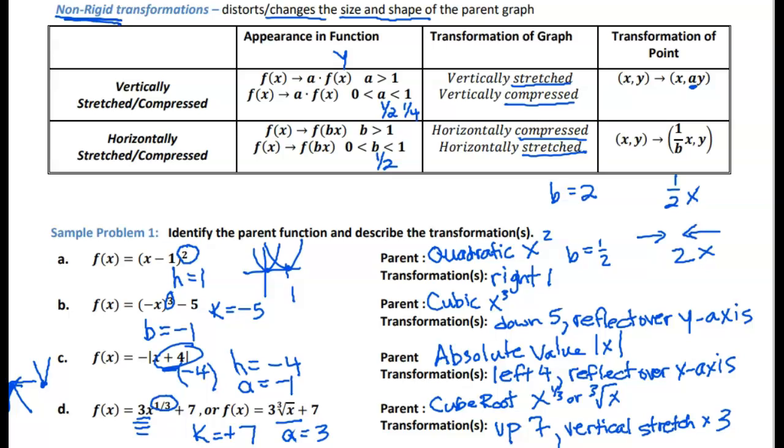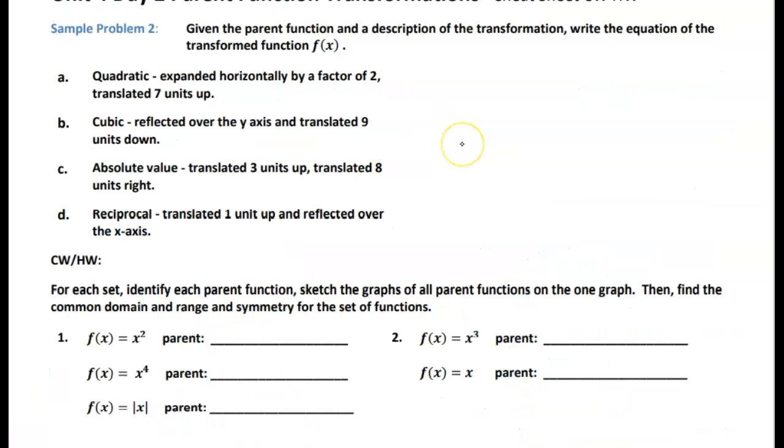All right, and the last section, sample 2. For this one, they're asking us to give the parent function, given the parent function that's there, and the description of the transformation, write the equation of the transformed function f of x. So we need to know what each transformation does and what letter it is, and we'll put it in the right spot. Now, a is a quadratic, easy.